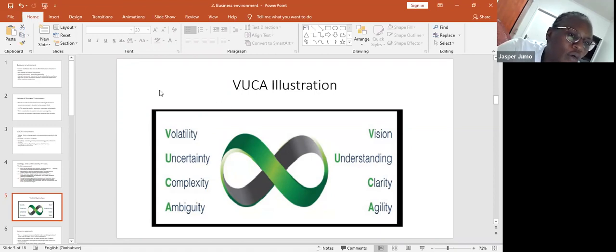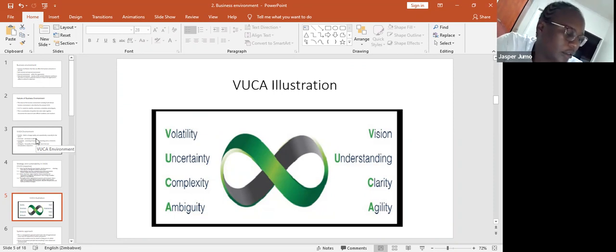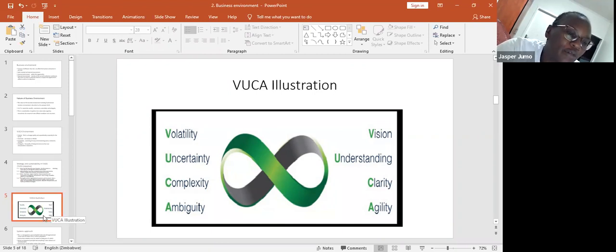So before we move on from the VUCA environment, because this is something that you are definitely going to meet somewhere in your exams, in your assignments maybe, or in general, even when you're answering other questions, you might find that the business environment will always come in here and there. So this is something that you really need to understand before we move on.